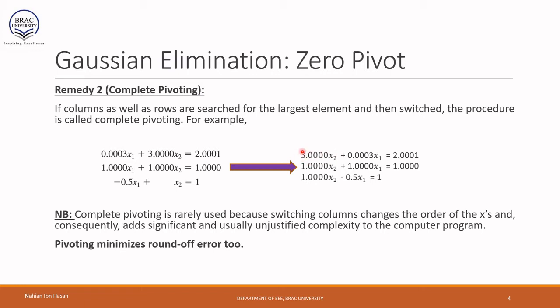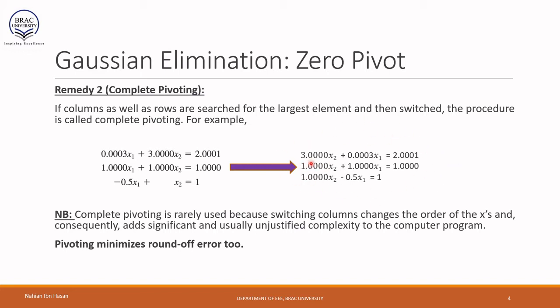So how have we got this maximum element? We have searched the entire coefficient matrix for the maximum element, and that's why it is called complete pivoting. That means we are searching the complete coefficient matrix to find the maximum element, and then we make the maximum element the pivot element, the pivot coefficient. So after modifying these equations, we can start the Gaussian elimination approach.